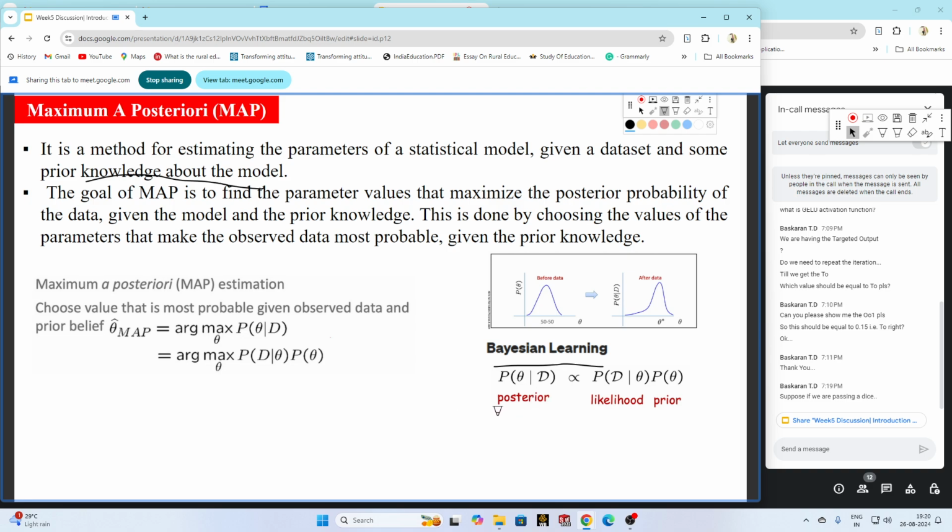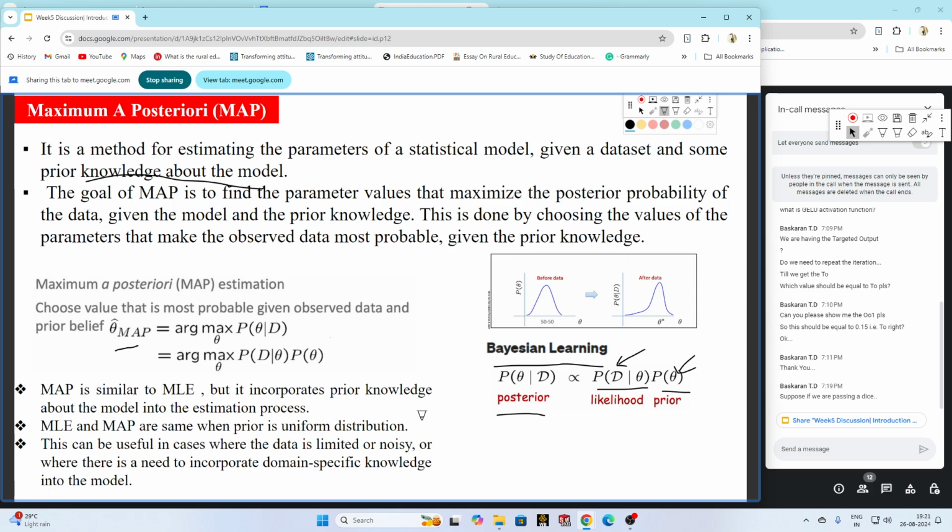So Bayesian learning tells us that p(theta given D) will be proportional to p(D given theta) into p(theta). That means the posterior probability can be written as the multiplication of the prior probability into this likelihood estimate. So this we already have calculated from the previous question. If we have p(theta), then we can find out the theta MAP.